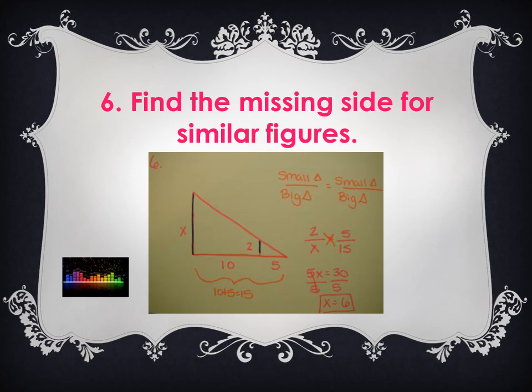In this problem, you are given two triangles, a small triangle on top of a big triangle. All we have to do is set up a proportion. Small triangle over big triangle equal to small triangle over big triangle, or vice versa. 2 and x go together, as well as 5 over 10 plus 5, which is 15. Then we cross multiply. We get 5 times x, which is 5x, and 2 times 15, which is 30. We divide both sides by 5, giving us x equals 6.